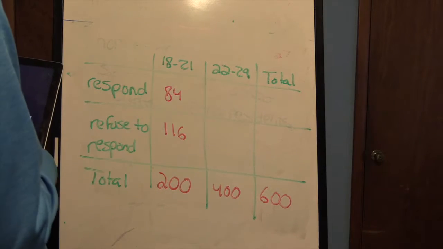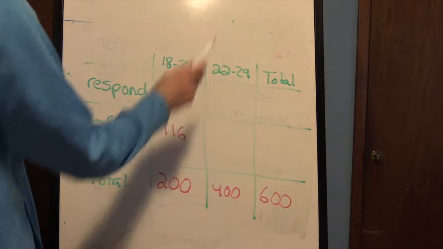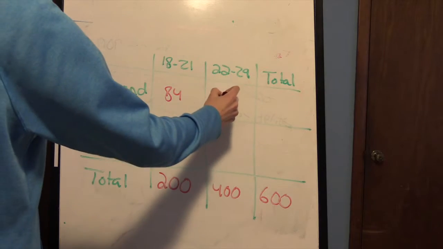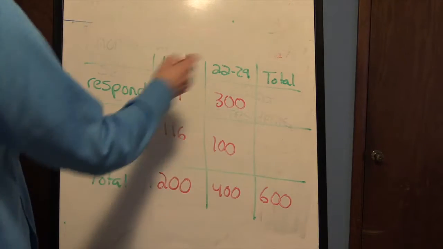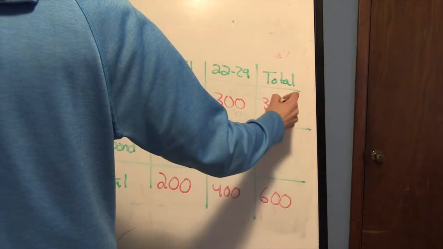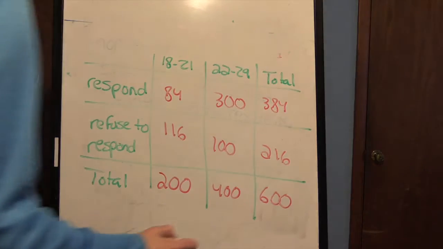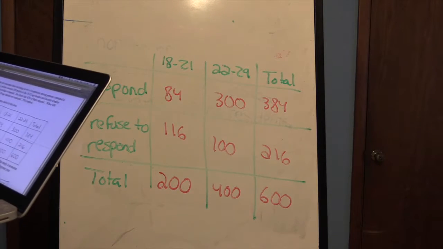Okay, and then it says that 75% of people in this age bracket respond. That's 75% of 400, which is 300. Which means this is 100. And then again, we can add across. That's 384, and that's 216. Okay, so there's our contingency table. Again, you're definitely going to have to make one.